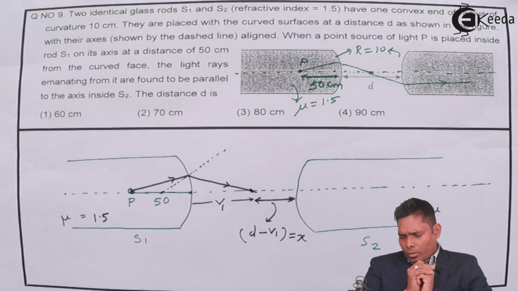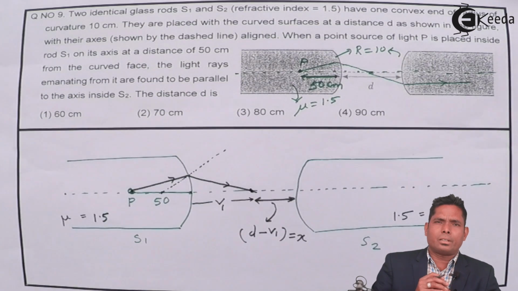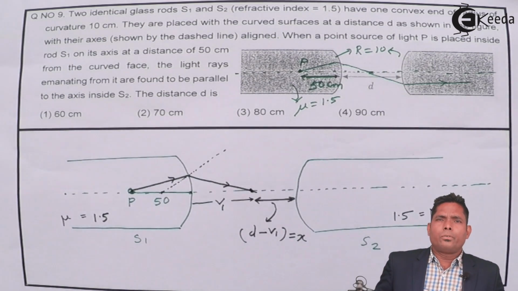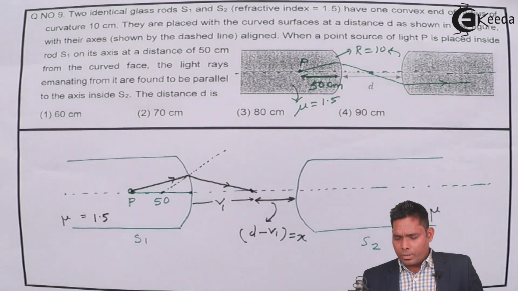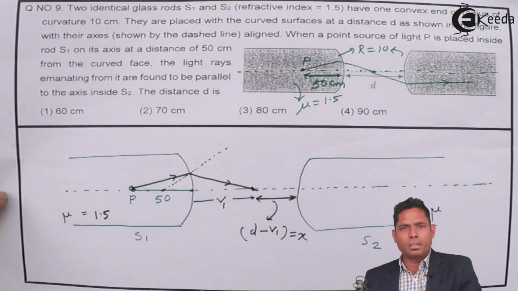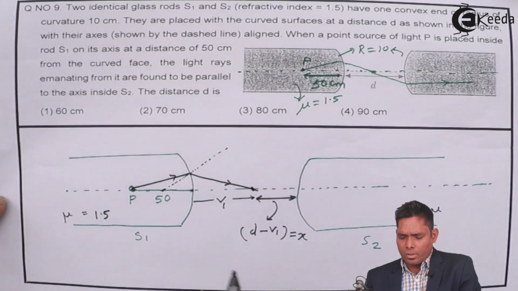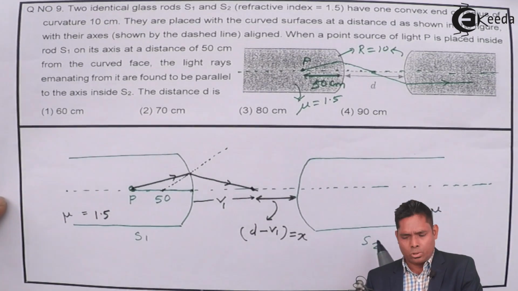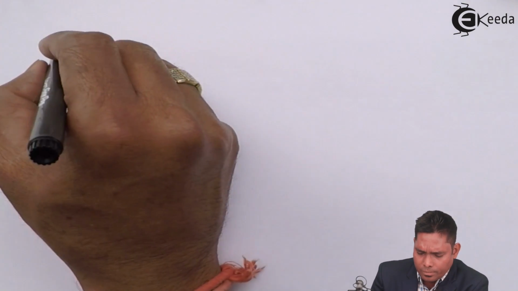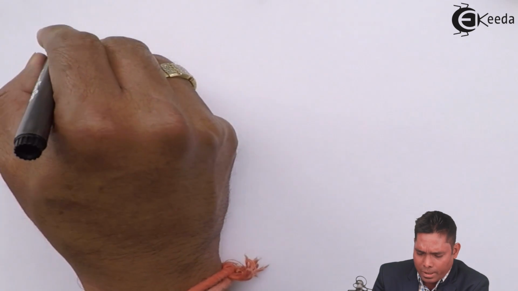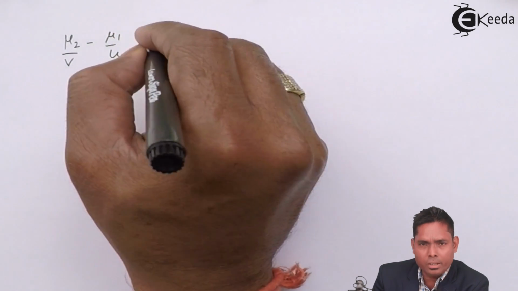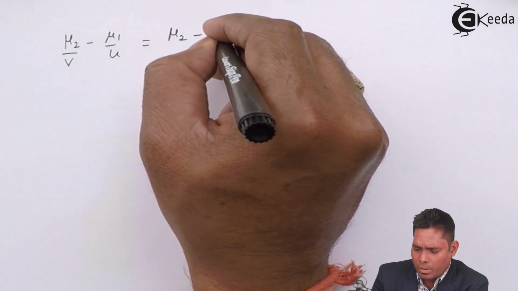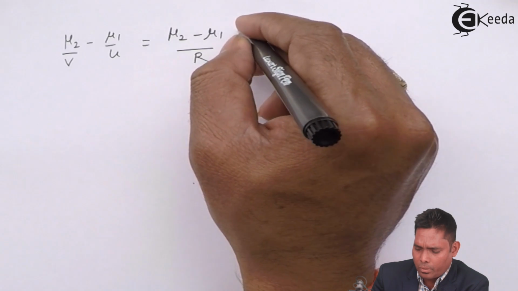Now first we will apply the refraction formula at the curved surface. The refraction at a single spherical curved surface formula will be applied for S1 and then for S2. So let us apply for S1. If I apply the formula, mu2 by v minus mu1 by u is equal to mu2 minus mu1 divided by r. This is the formula I am going to use.